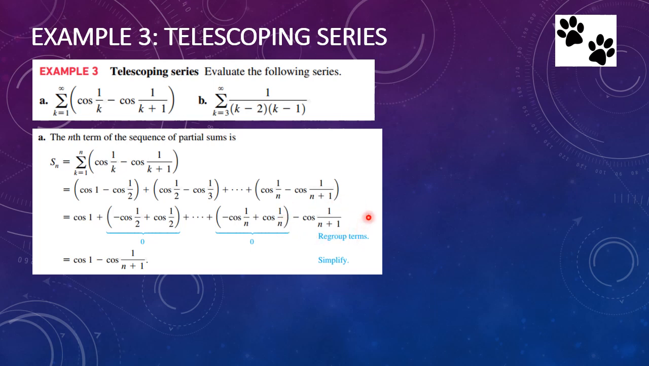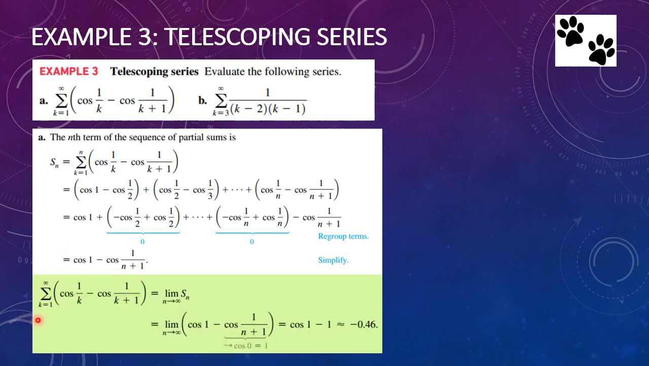And so the only two terms that are left are the initial term, the cosine of 1, and the last term, which is minus the cosine of 1 over n plus 1. The last term would be substituting n for k. So this simplifies down to the cosine of 1 minus the cosine of 1 over n plus 1. That's the partial sum. To find the series, all we have to do is apply the limit as n goes to infinity of this partial sum, which already simplifies down to its collapsed telescope, if you will.